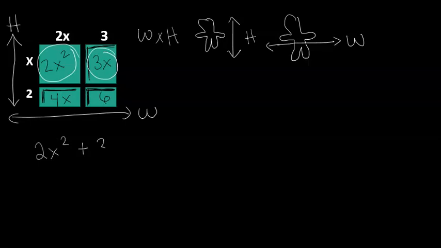So I'm going to do 3x, then plus 4x, and then plus 6. I just listed all of them. I have 4 little areas. They're also called terms. This is a term, this is a term, this is a term, this is a term.